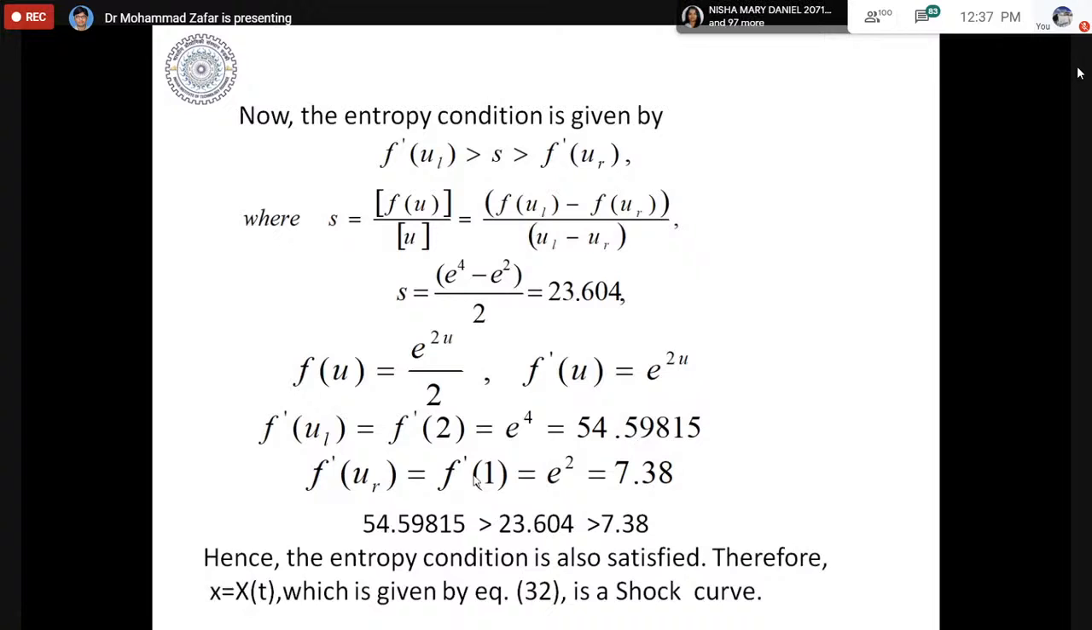So this is a well posed problem. Shock waves are the well posed solution of the given PDE, as we have shown here. This is a theorem: if the entropy condition is satisfied, then the curve is a shock curve, and that is the unique solution. Next slide, please.